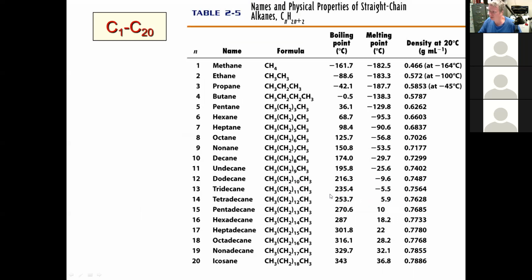The boiling points increase because the more carbons, the more interactions, the van der Waals interactions between molecules. Melting points also increase because there's more interactions between the molecules as you get more atoms. The density also increases too. There's a trend that they all increase.